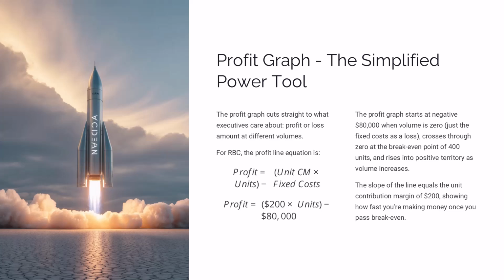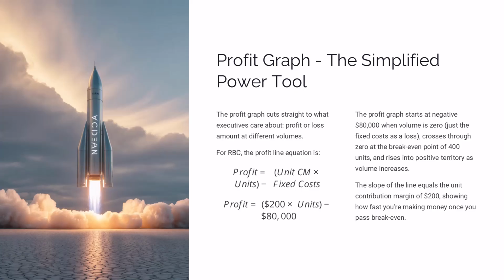Here's a fun fact that'll help you remember why this matters. Southwest Airlines pioneered the use of profit graphs in the airline industry in the 1970s, showing that while traditional airlines needed 70% capacity to break even, Southwest's model broke even at 45% capacity because of lower fixed costs and higher contribution margins, which is why they've been profitable for 47 consecutive years, while other airlines go bankrupt regularly.